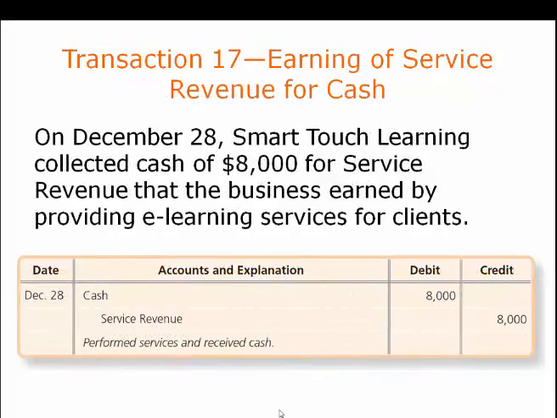And then it looks like they did work, $8,000 for businesses for cash. So they collected their money up front. They didn't do a receivable and expect to receive it. If they had expected to receive it, where this says cash, it would actually be debited to accounts receivable. But they basically did the work and got the money when they left.